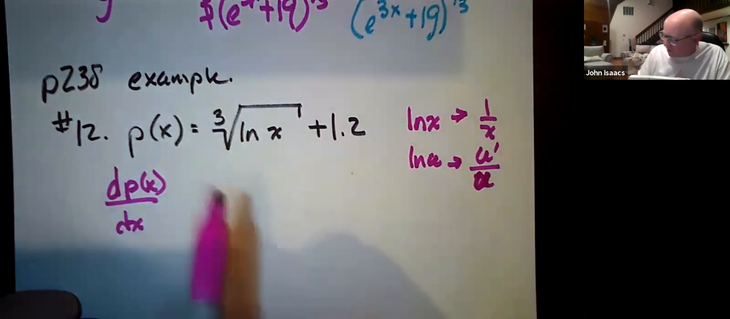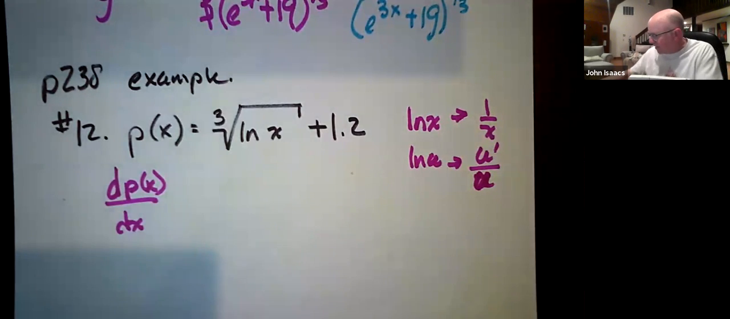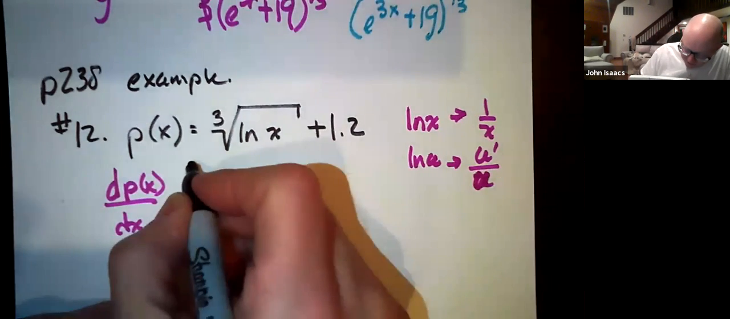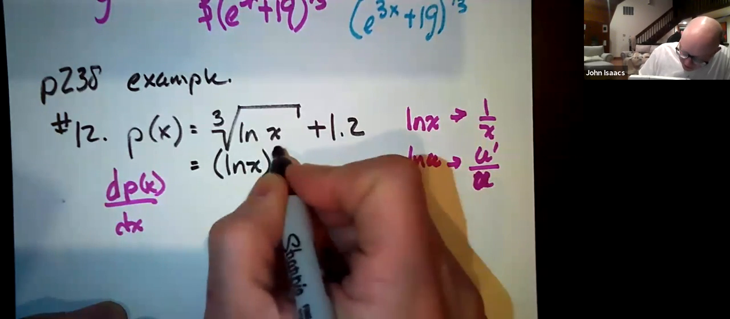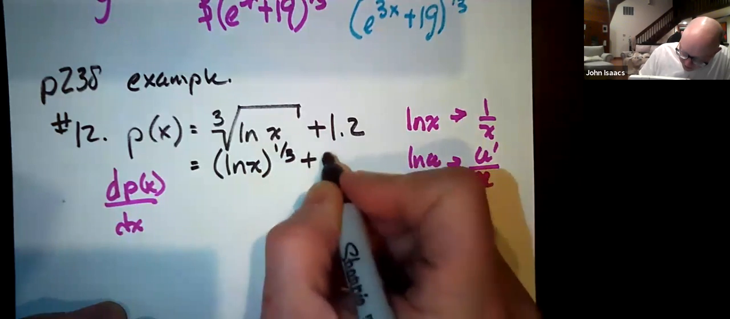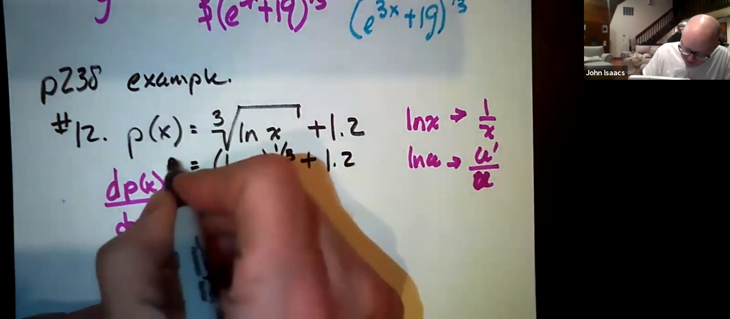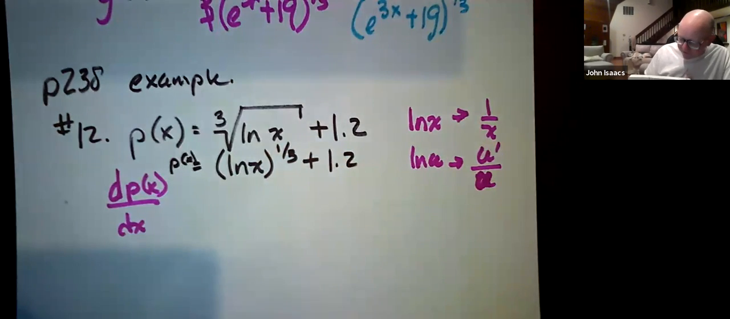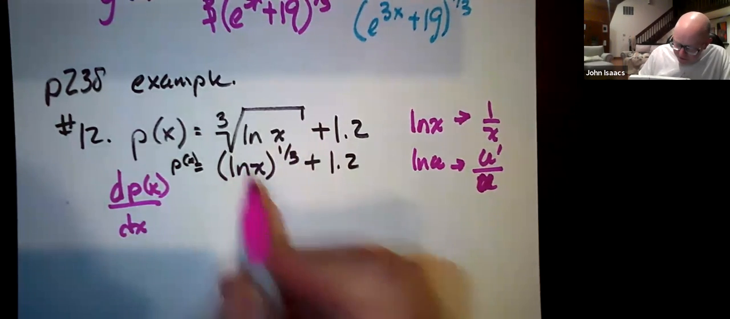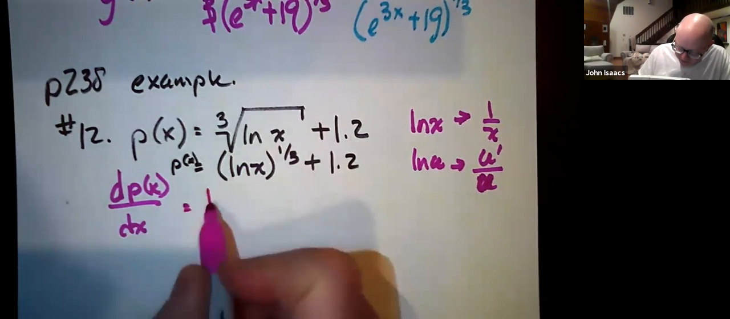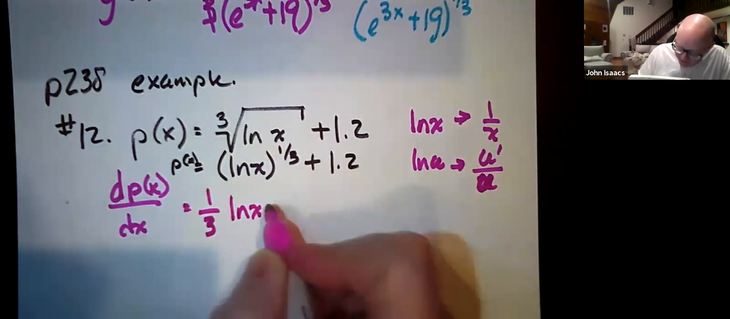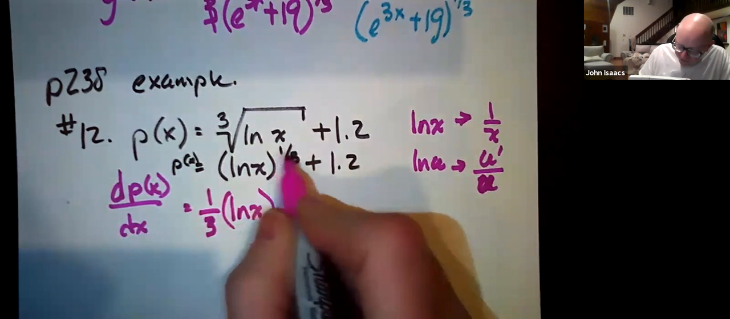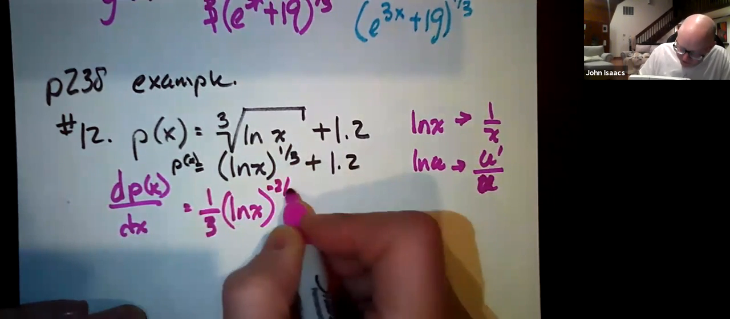But before I do this, actually, I think it makes sense to write this down a little different way. So let's write this down this way. ln of x raised to the 1/3 power plus 1.2. So that's still p of x. Okay, we haven't taken the derivative there. Now, this looks like a power rule with ln x inside of it. So first thing I'm going to do is 1/3 of ln x. And then this ln x is now going to be raised to 1/3 minus 1, or negative 2/3.